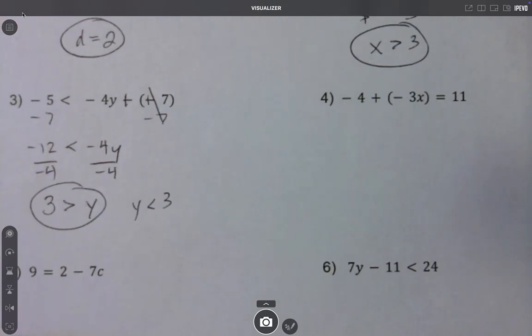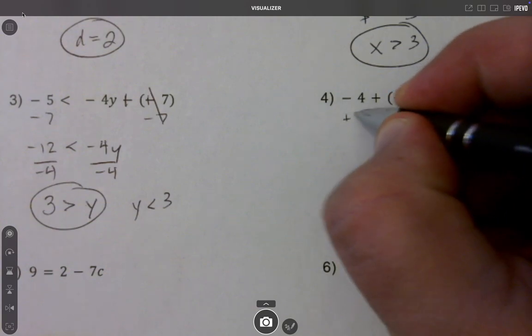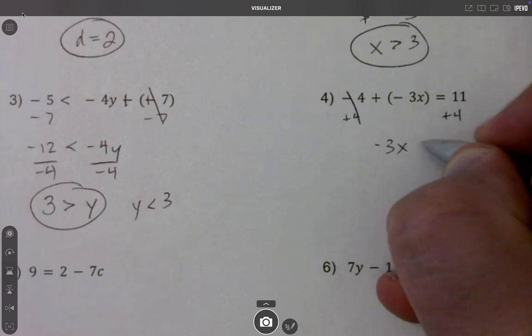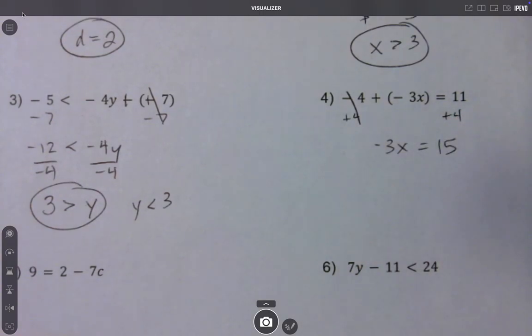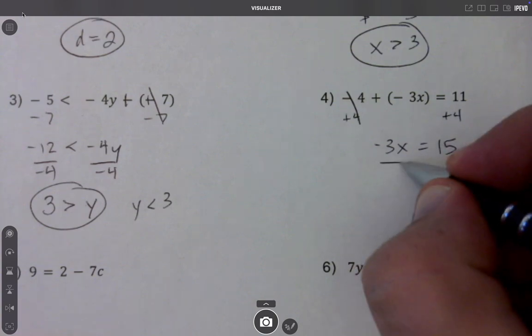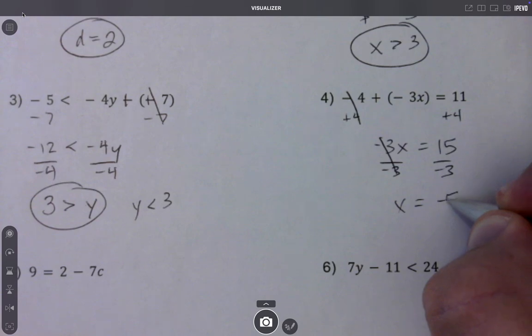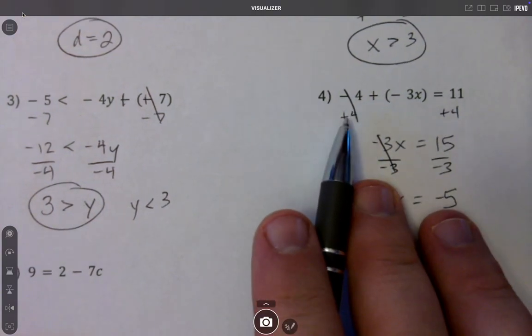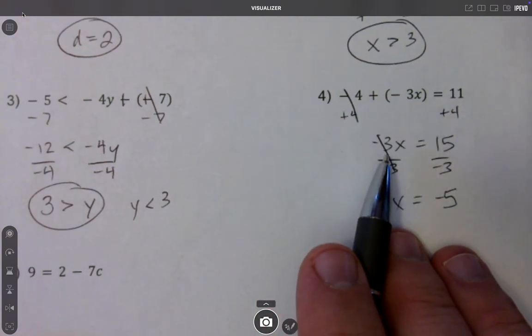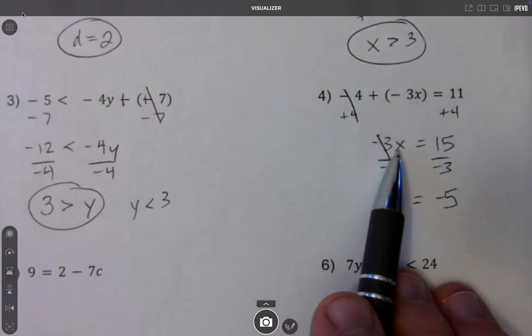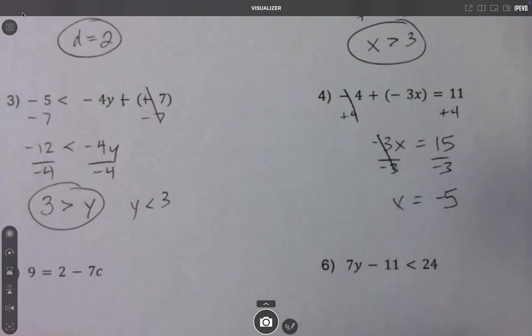Okay, number 4. Again, with this we can skip straight to step 4. Most of the problems on here we'll skip just to step 4. So we'll add 4 to both sides, leaving negative 3x equals 15. Then we'll divide both sides by negative 3. We get x equals negative 5. So we get rid of the constants first. We get rid of the coefficients second. The constants are numbers by themselves. The coefficients are numbers that are being multiplied or divided by the variable.